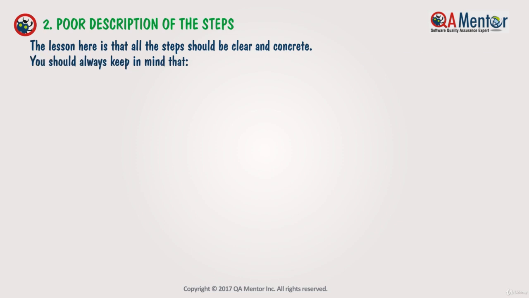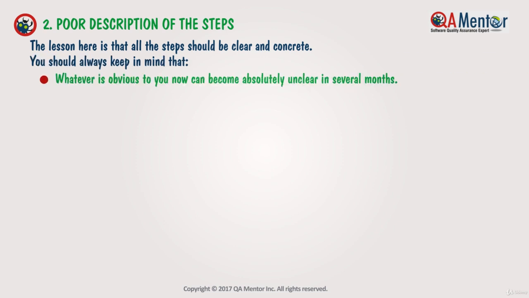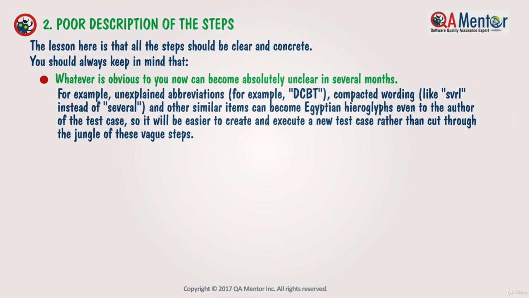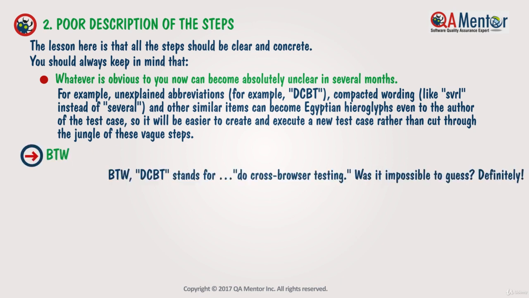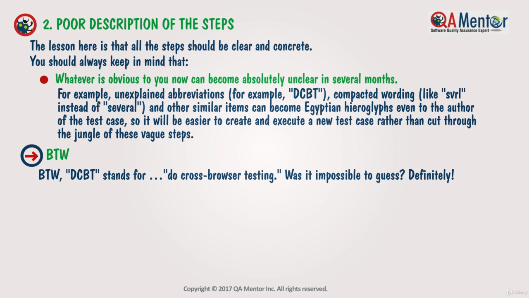You should always keep in mind that whatever is obvious to you now can become absolutely unclear in several months. For example, unexplained abbreviations, for example DCBT, compacted wording like SVRL instead of several, and other similar items can become Egyptian hieroglyphics even to the author of the test case. So it will be easier to create and execute a new test case rather than cut through the jungle of these vague steps. By the way, DCBT stands for Do Cross-Browser Testing. Was it impossible to guess? Definitely.